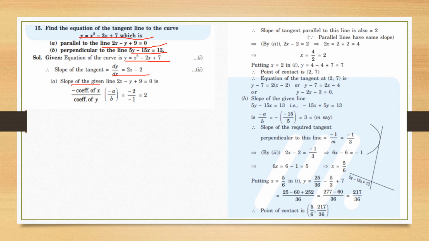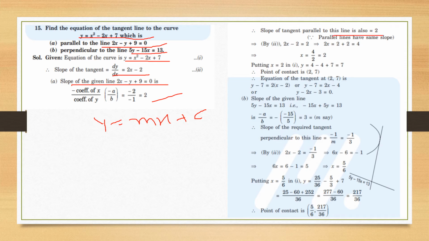The slope of the given line, the first part, you can express as y equals mx plus c, or it is minus the coefficient of x upon the coefficient of y. So it comes out to be 2. That is also the way you can find the slope of this line. Now the slope of a tangent parallel to this line will also be 2.